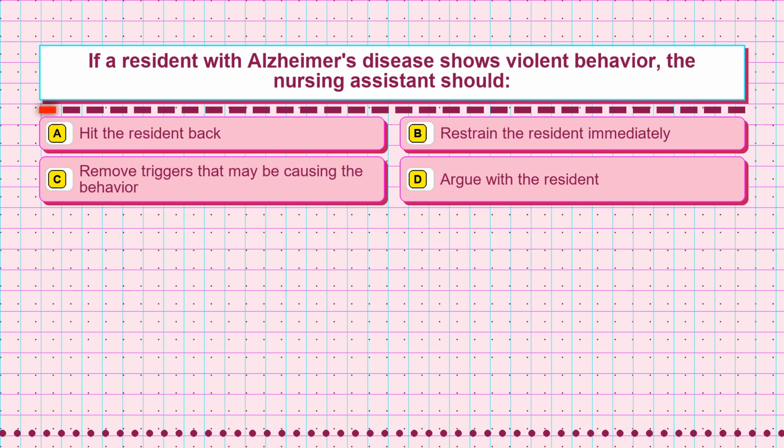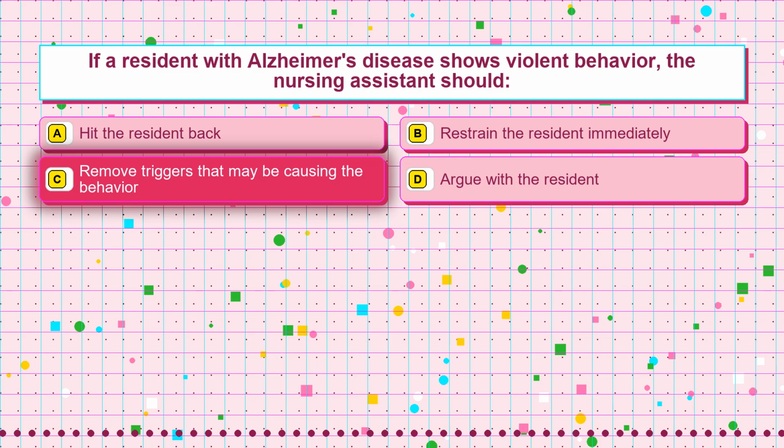Question 65. If a resident with Alzheimer's disease shows violent behavior, the nursing assistant should: Option A, hit the resident back. Option B, restrain the resident immediately. Option C, remove triggers that may be causing the behavior. Option D, argue with the resident.